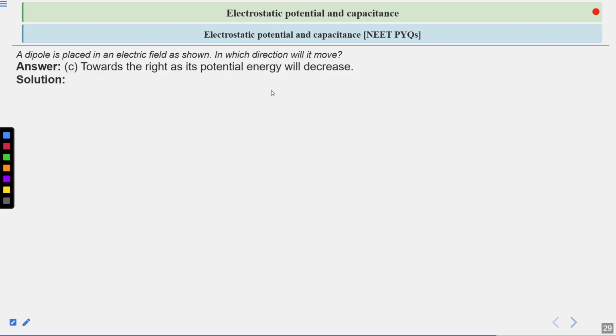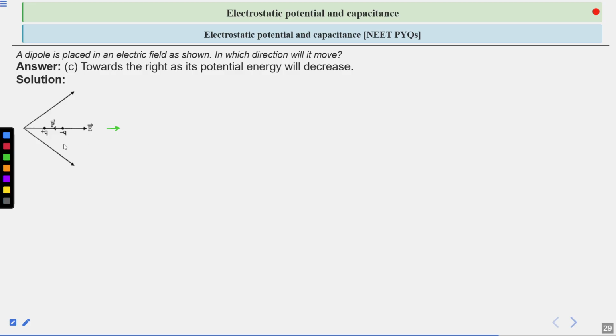So let's see the solution. This is the diagram. The dipole moment is in the direction from negative to positive charge, and the electric field is in this direction. Both are at an angle of 180 degrees. So the angle between this dipole moment and this electric field is 180 degrees, so they are anti-parallel.